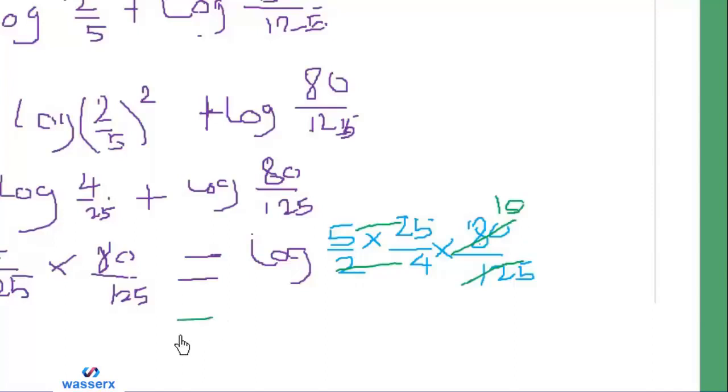So we are going to get the logarithm of 10 to base 10, because the base was already 10. The base was 10, but we're not writing it. So log 10 is equal to 1.